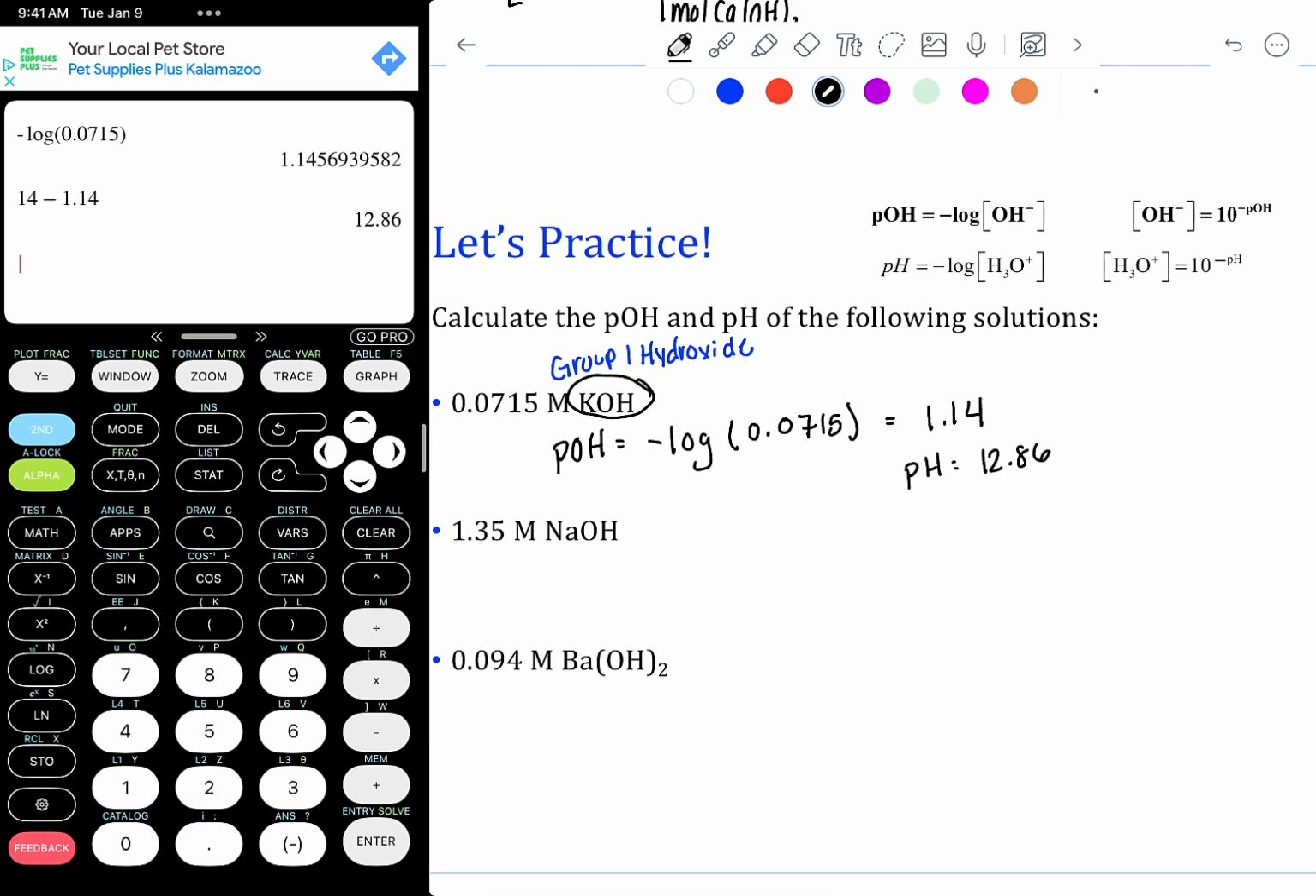So now pause your video and try these last 2 problems, making sure to identify if the base is a group 1 or group 2 hydroxide so you can account for stoichiometry appropriately.